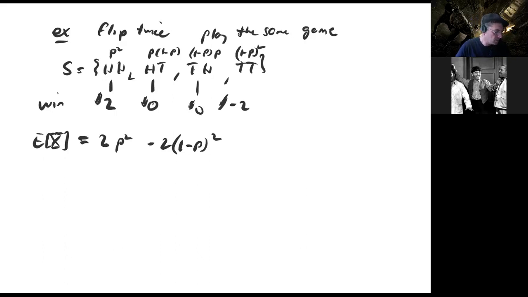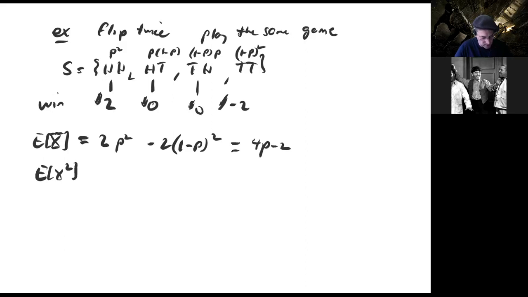Okay, if you compute what this is, you should get, if I did this correctly, and I think I did, 4P minus 2. I'll spare you the calculation. So it's 4P minus 2. That's the expected value of X. So now I want to compute the variance. So let me first compute the second moment.